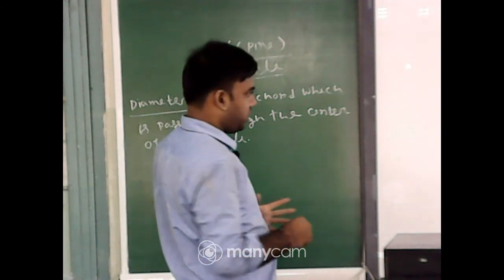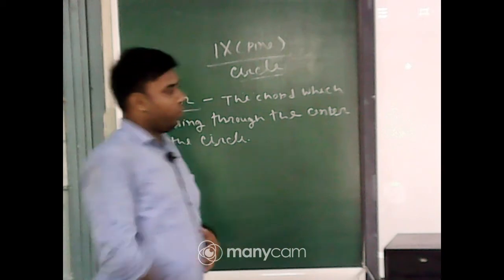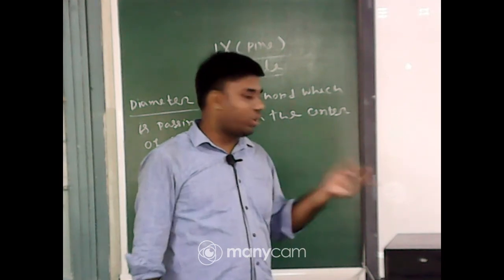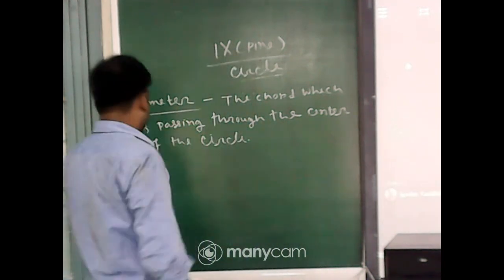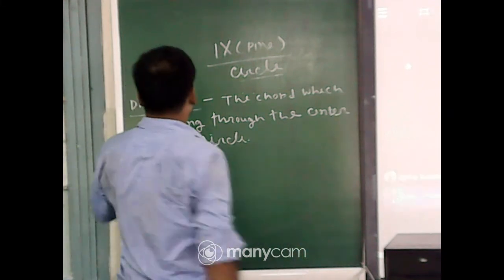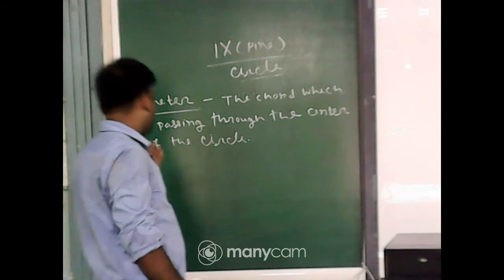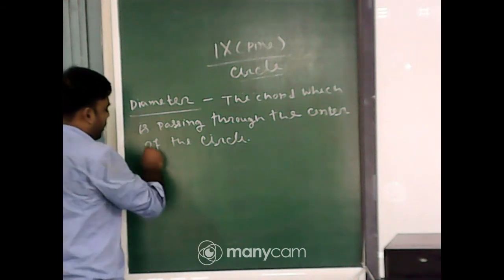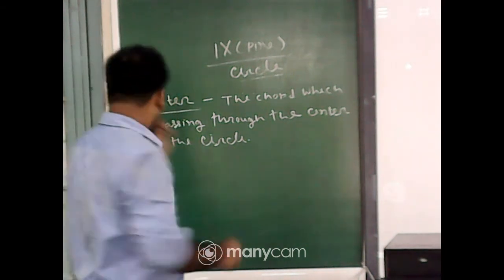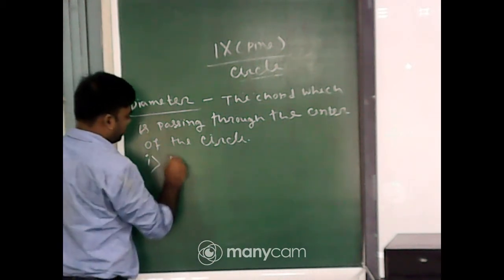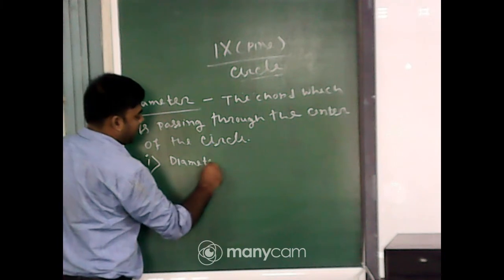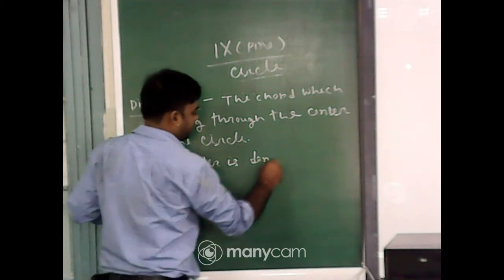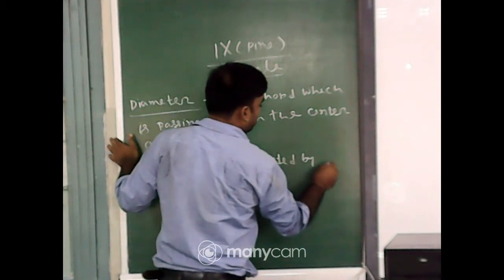Riddhita asked whether a chord is a secant. After this definition I will discuss secant, then you will answer that question. So the chord which is passing through the center of the circle is called diameter. Now, diameter is denoted by capital D.